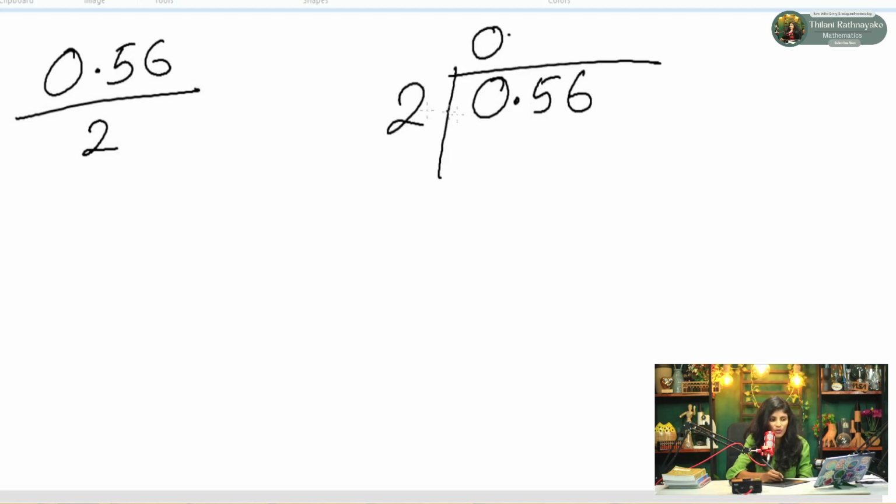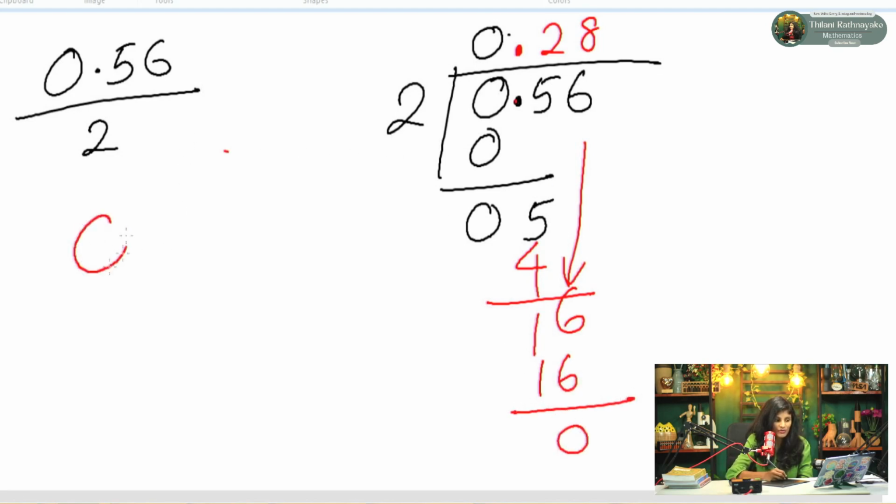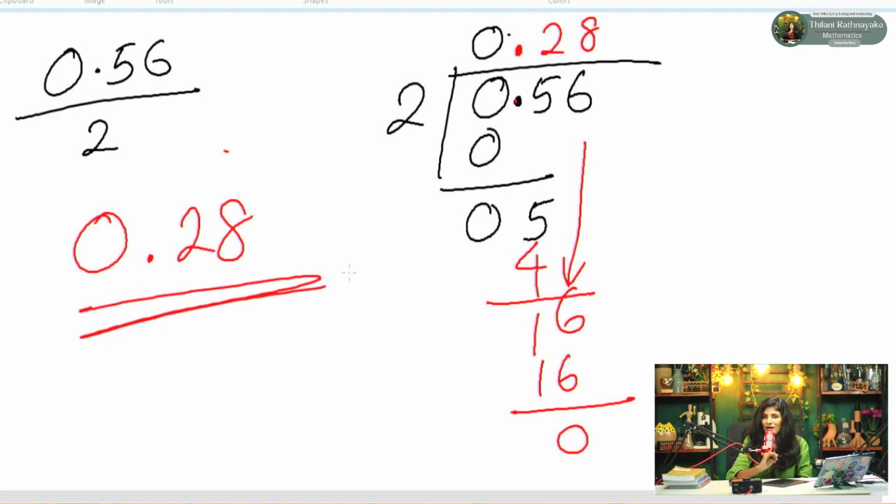Okay. Here I have 0. 0 times 2 is 0. Here the remainder is 0 and I am taking 5. As I have a decimal place here, I am going to keep the decimal place in the same place in the answer. For 5, how many 2s are there? 2. 2 times 2 is 4. 1 is remaining. I will take this 6 there. For 16, 8. 8 times 2 is 16, and the remainder is 0. So our final answer is 0.28. Again the same answer. You can use any method you like. Okay.